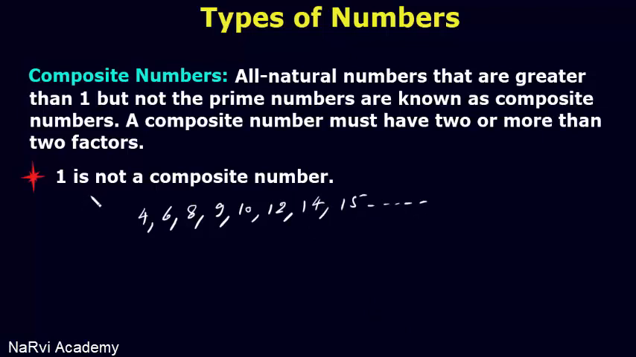So here again you can ask why 1 is not a composite number, because of the same reason as we discussed in prime numbers. As the definition of a composite number also says, a composite number must have 2 or more than 2 factors, but the number 1 has only one factor. That's why 1 is not a composite number. Let's move on to another type of number.